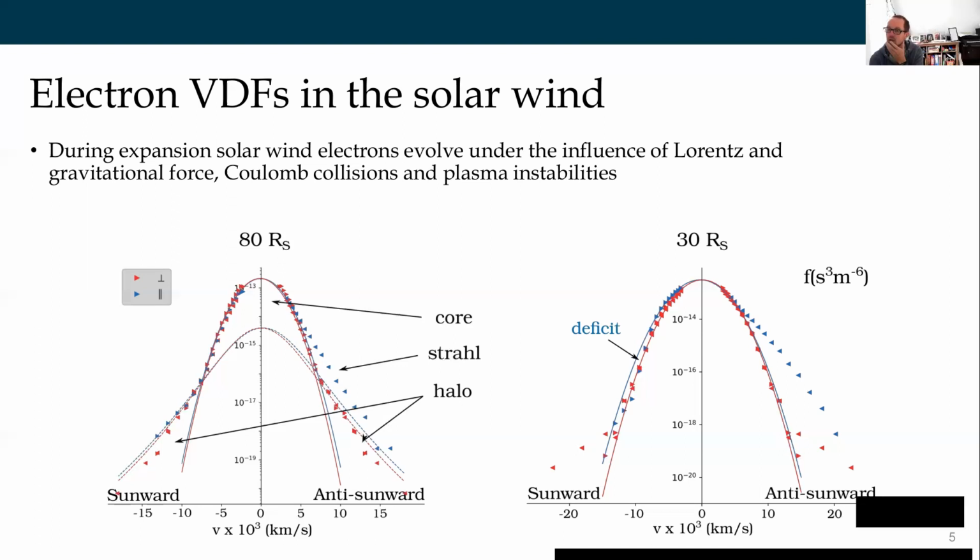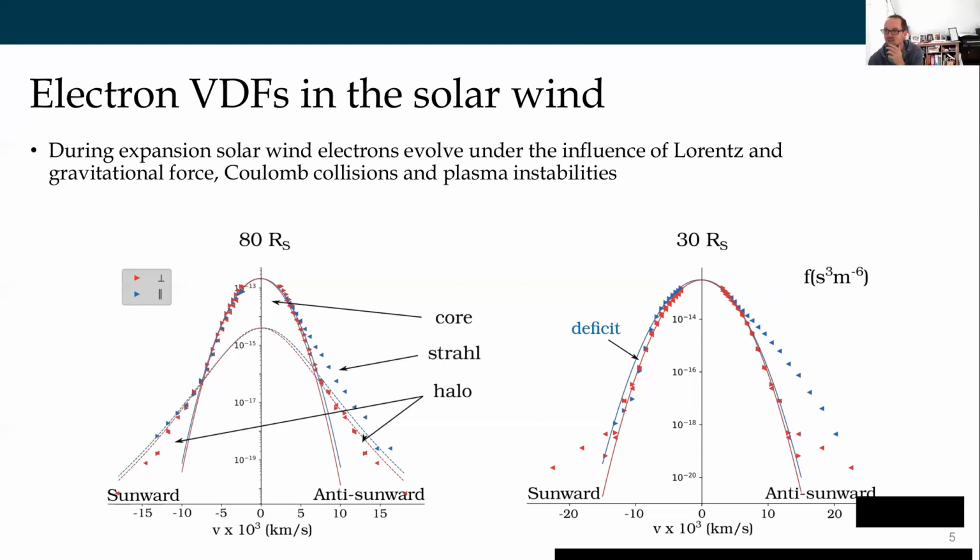But for sure, it also has to do with the focusing effect, which depends on the radial gradient of the magnetic field in the solar wind. Because of the Parker spiral, the radial decrease in magnetic field starts to be slower, and so the focusing mechanism, which is actually forming the strahl, is also weaker.